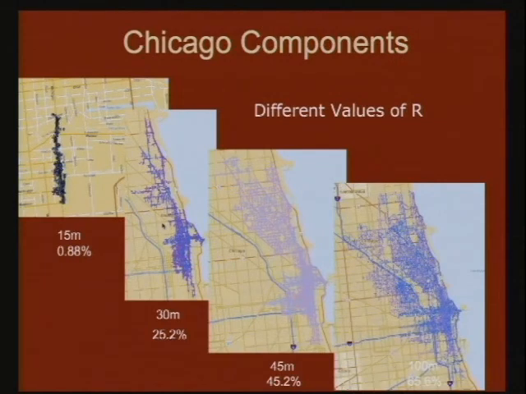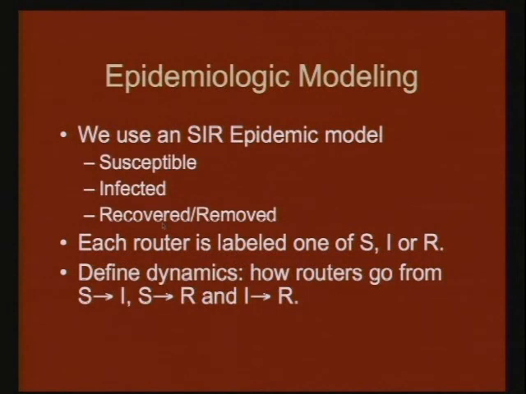Okay, so here we see the giant components for different sizes of transmission radii. Obviously, the farther you can transmit, the bigger you expect the component to be, because the more neighbors you can talk to. Right? So what we did is we looked at the 45-meter case, and we wanted to see on this graph how far the epidemic is going to spread.